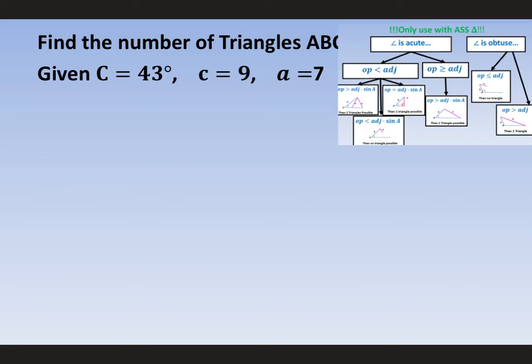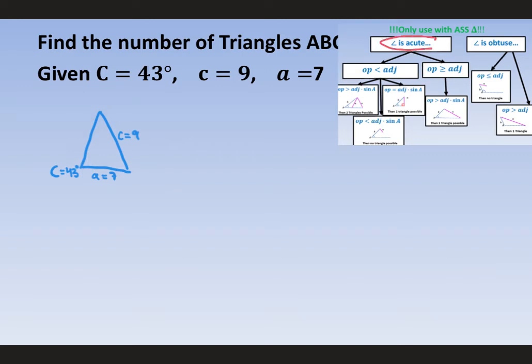Let's go ahead and draw our triangle. I like to always draw my triangles the same, so when I draw angle C, I'll put it down here. C equals 43 degrees. Little c is across from that, that equals 9, and little a is down at the bottom here. This is indeed angle-side-side. Our angle is acute, good. And then we look: our opposite side this time is c, not a. So our opposite side is 9, and our adjacent side is 7, so we're on this branch this time.